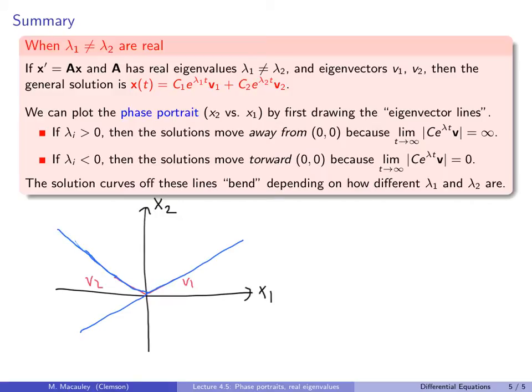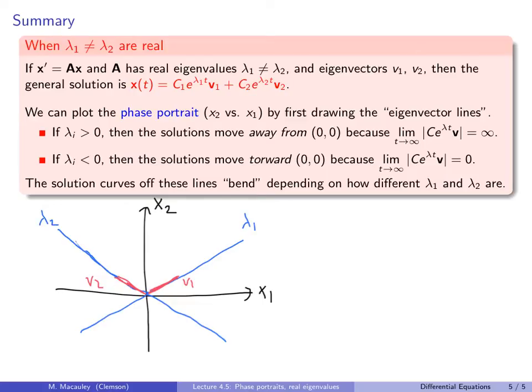Okay. So this is, and let me draw this v2 and redraw this so you can see it. So this line consists of eigenvectors with eigenvalue lambda 1, and this line consists of eigenvectors with eigenvalue lambda 2.